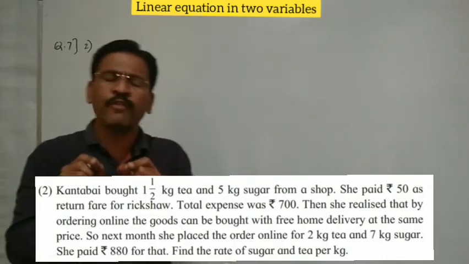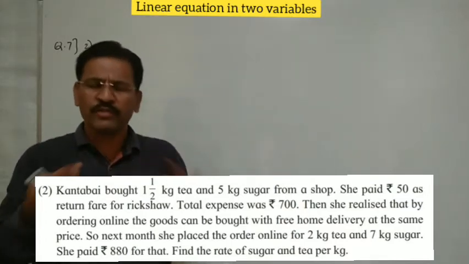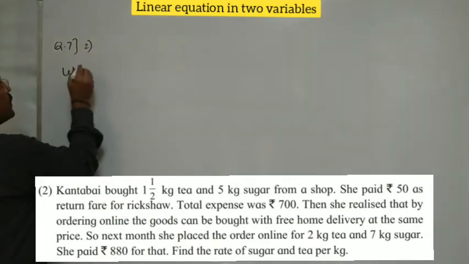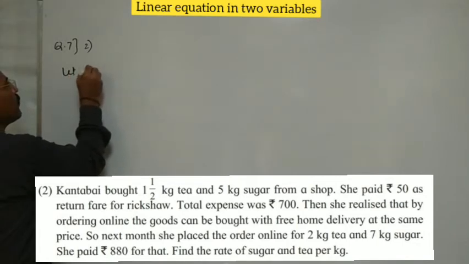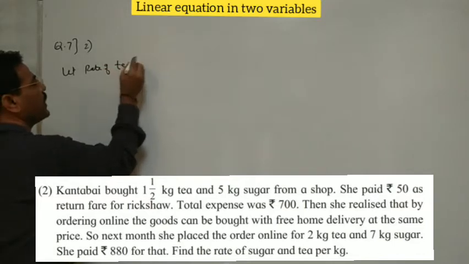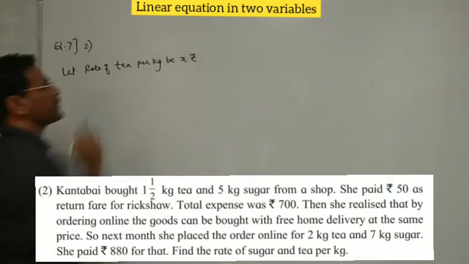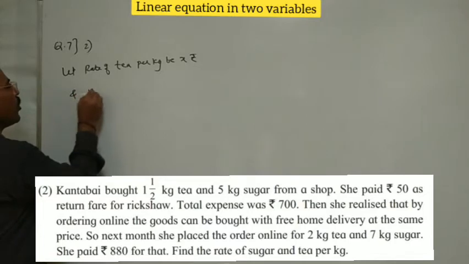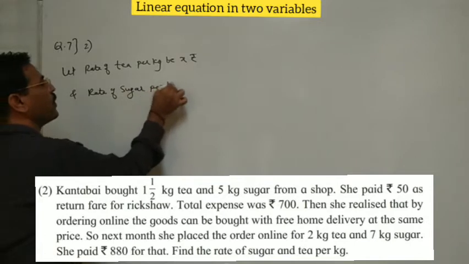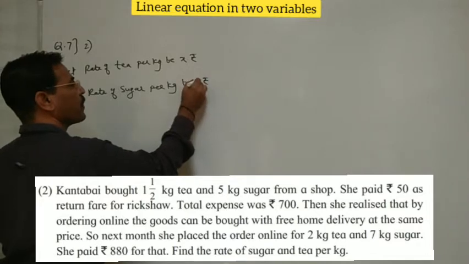So what do we have to suppose? What do we have to find here? We have to suppose the per kg tea and per kg sugar price, because only that we have to find. See here. Let the rate of tea powder per kg be X rupees, and the rate of sugar per kg be Y rupees. Is it okay?